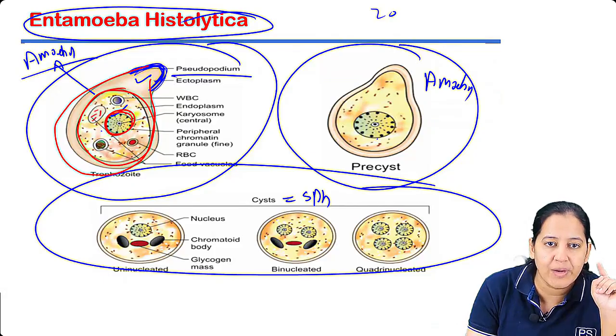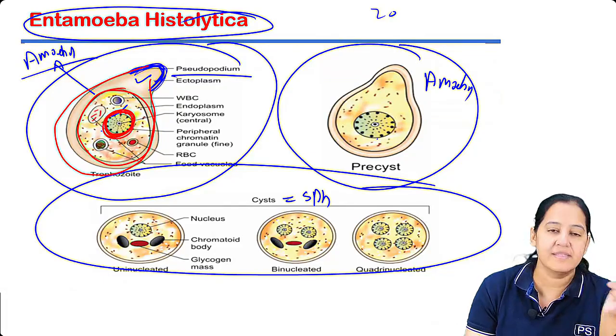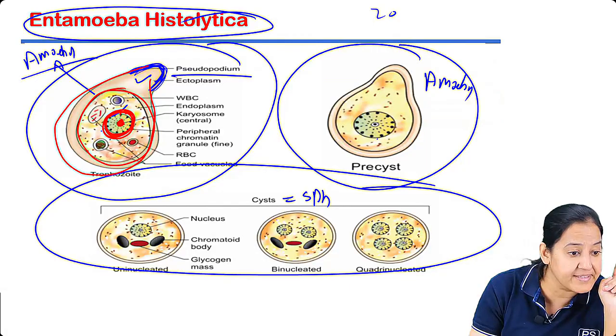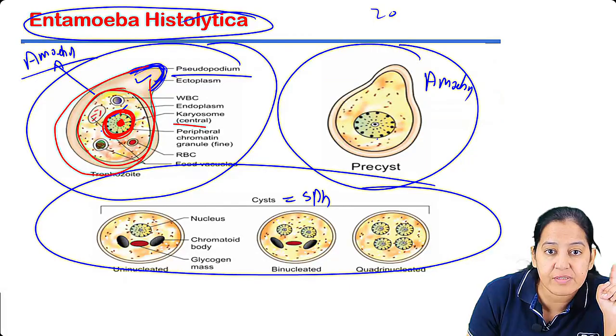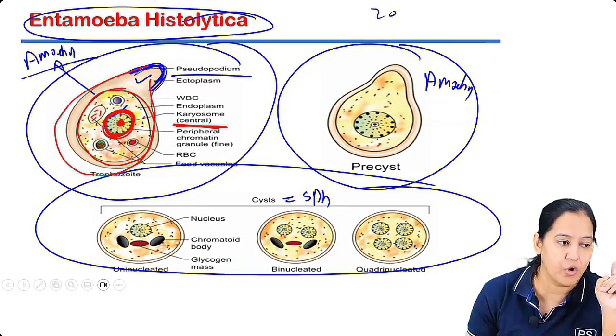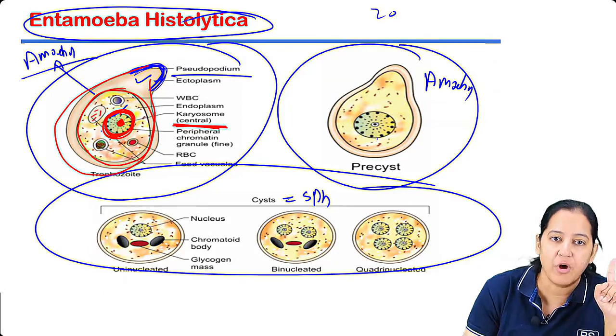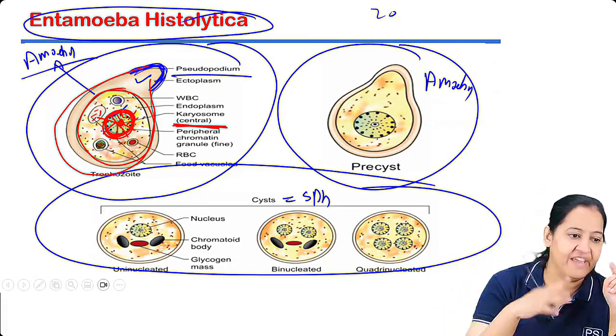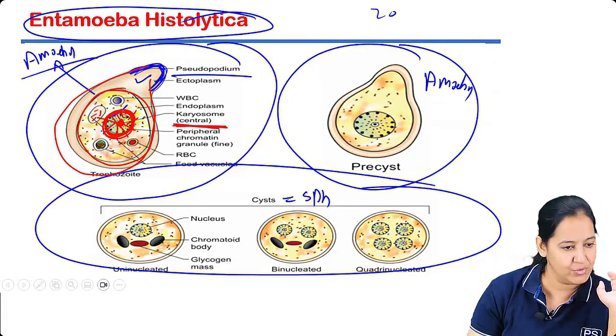Concentrate on the nucleus. This is the nucleus. Inside the nucleus, there is a dot-like structure at the center. This dot-like structure is known as the karyosome. From the karyosome, the chromatin is in a spoke-like arrangement. It looks like a wheel. So the nucleus is like a wheel.